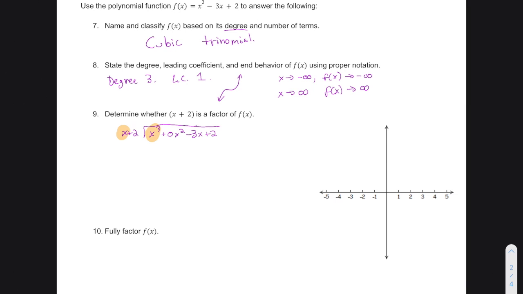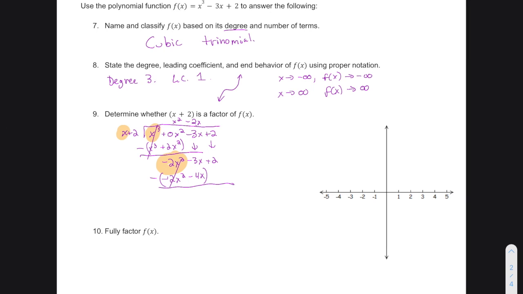X goes into x cubed, x squared times. Multiplying back, we get x cubed plus 2x squared. And we remember we need to subtract because we want to see the difference between our original polynomial and what we have so far. Cancels. We get -2x squared minus 3x plus 2. We look at the leading terms. X goes into -2x squared, -2x times. We multiply it back. We get -2x squared minus 4x. And we make sure we subtract.